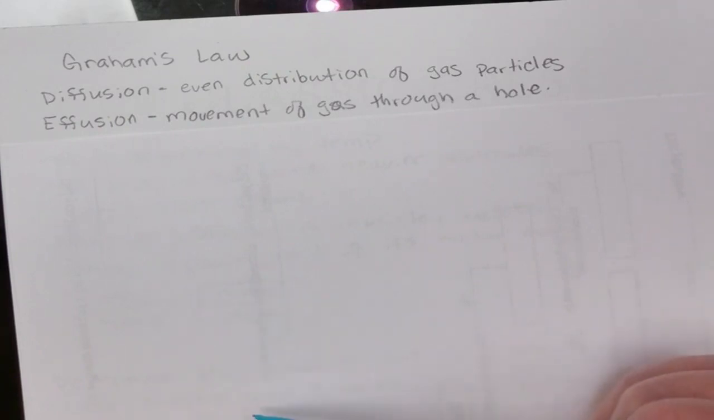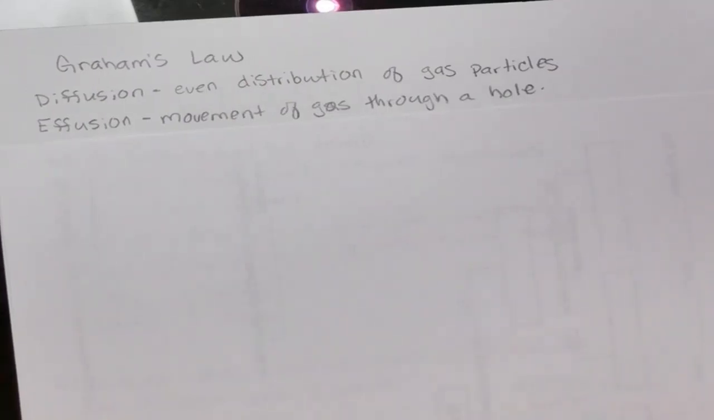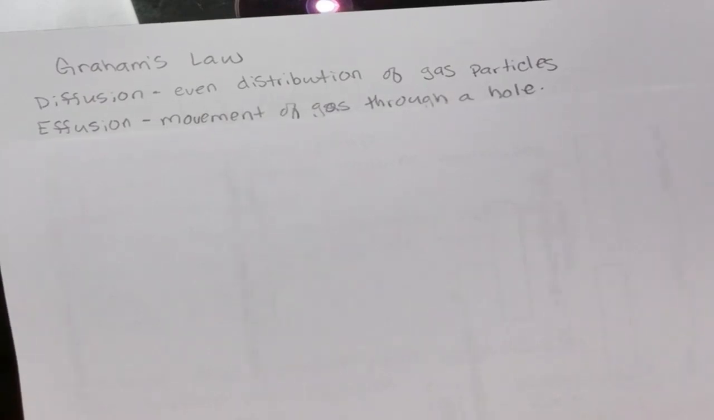For example, if you were to run over a nail with the tire of your car and create a hole in the tire of your car, air is going to leave the tire of your car. That is effusion.